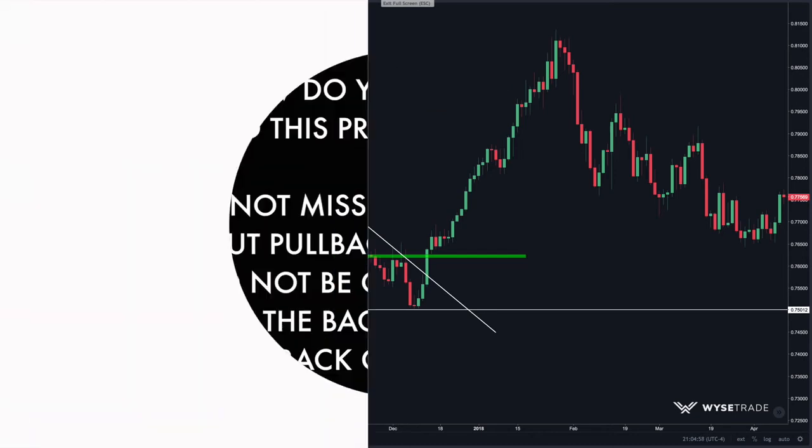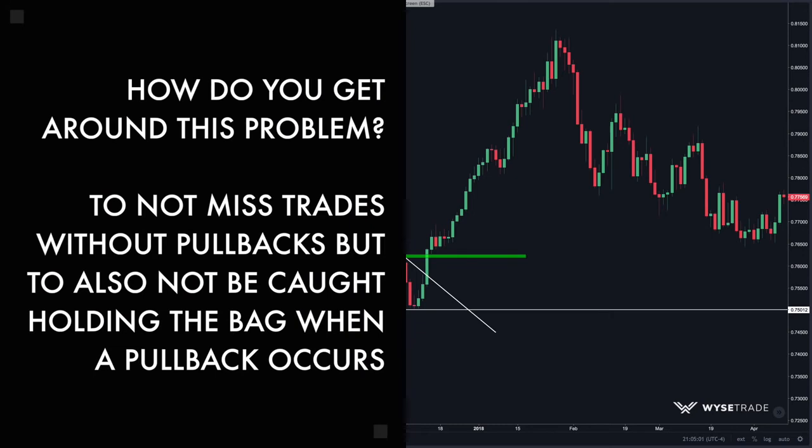So you're probably wondering, how do you get around this problem? To not only take advantage of breakouts without pullbacks, and to not miss amazing trades, but also not to get caught holding the bag when a pullback does occur.